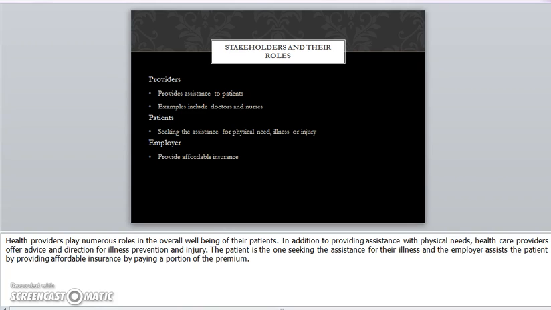Healthcare providers play numerous roles in the overall well-being of their patients. In addition to providing assistance with physical needs, healthcare providers offer advice and direction for illness and injury prevention. The patient is the one seeking the assistance for their illness, and the employer assists the patient by providing affordable insurance by paying a portion of the premium.